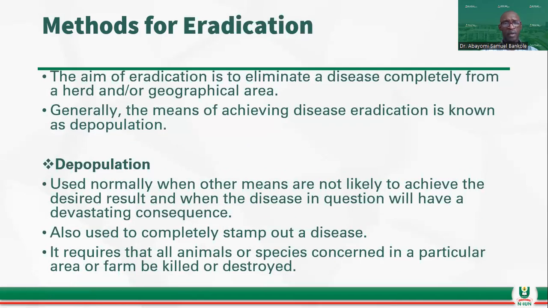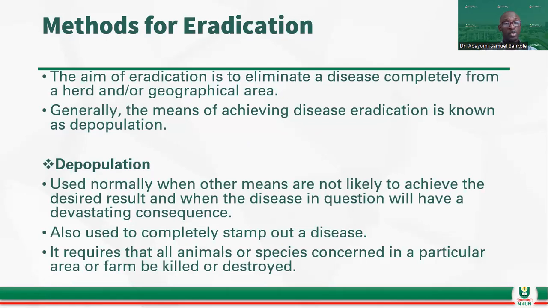Of course, there is the aim of eradication, so we are now on methods for eradication. The main aim of eradication is to eliminate a disease completely from your herd or geographical area. Now, generally, the means of achieving this disease eradication is by depopulation. That's a major one. So, what do we mean by depopulation?